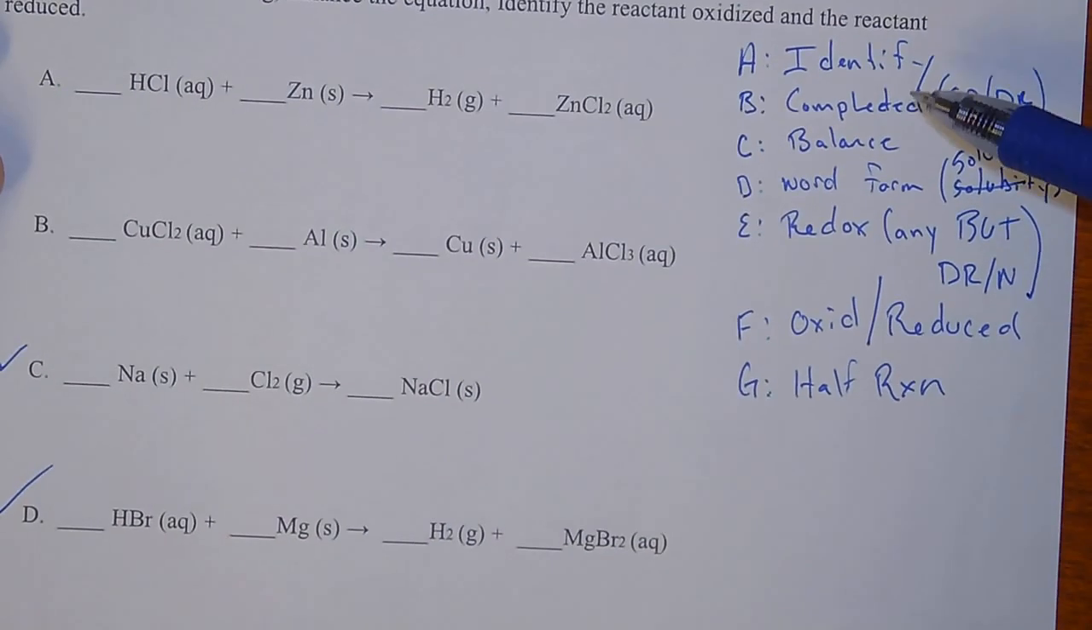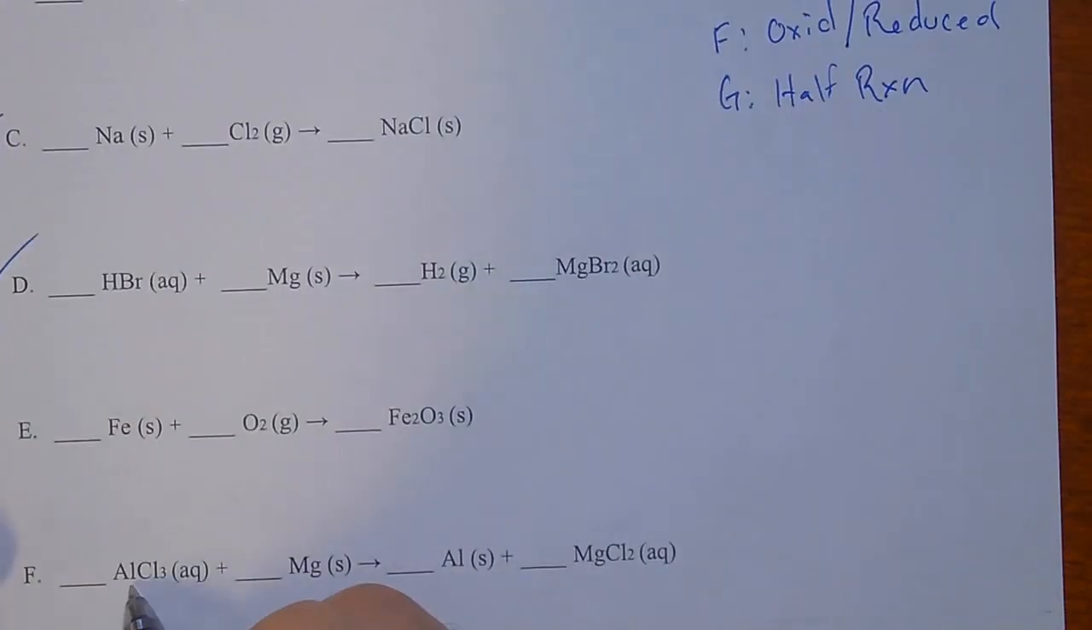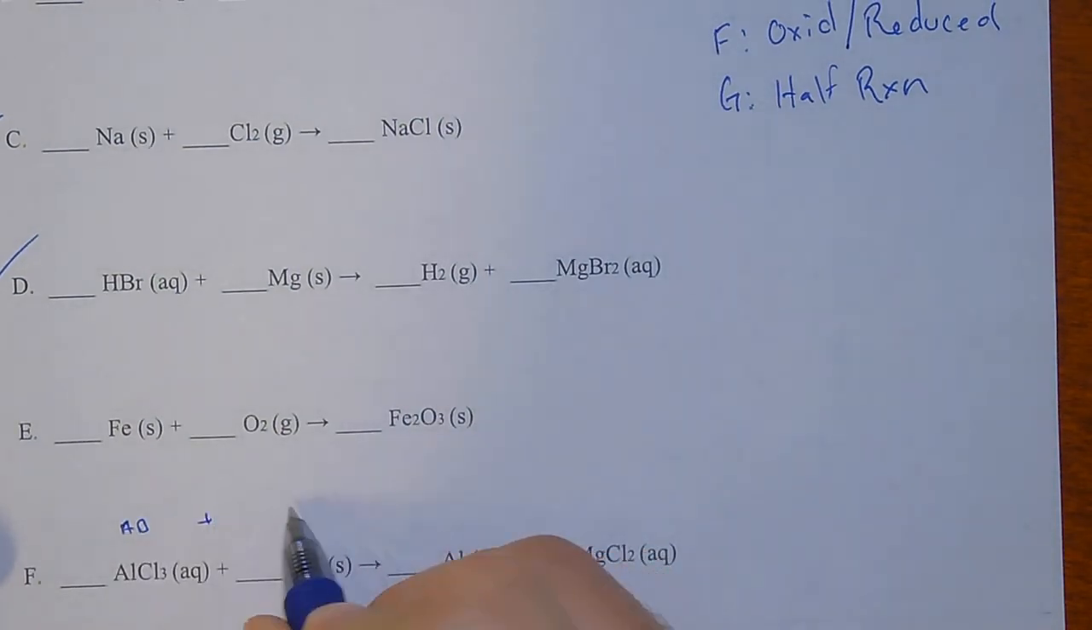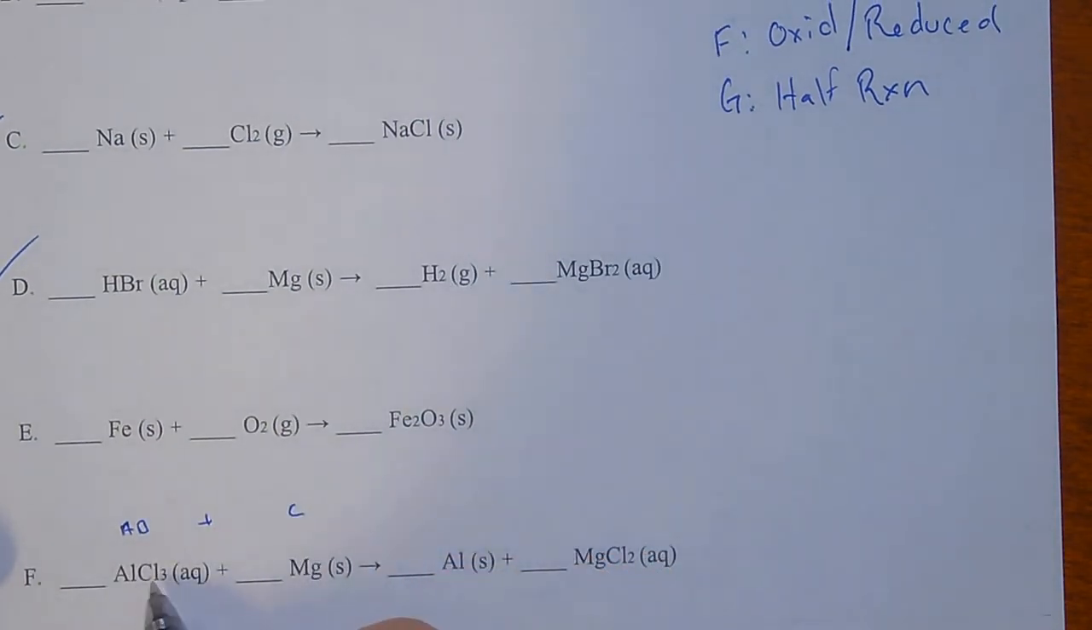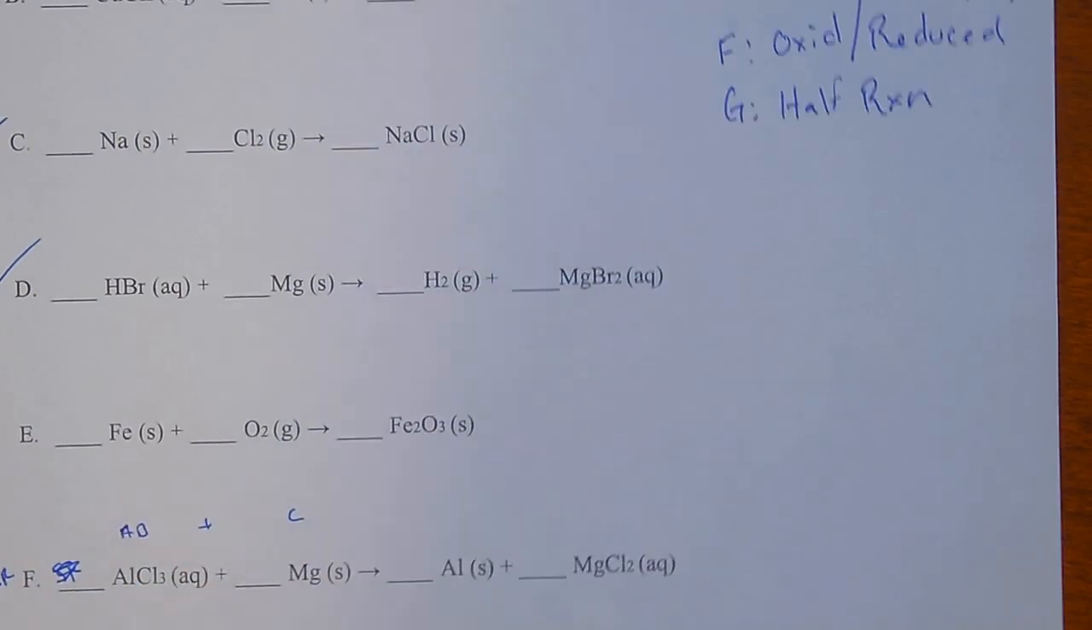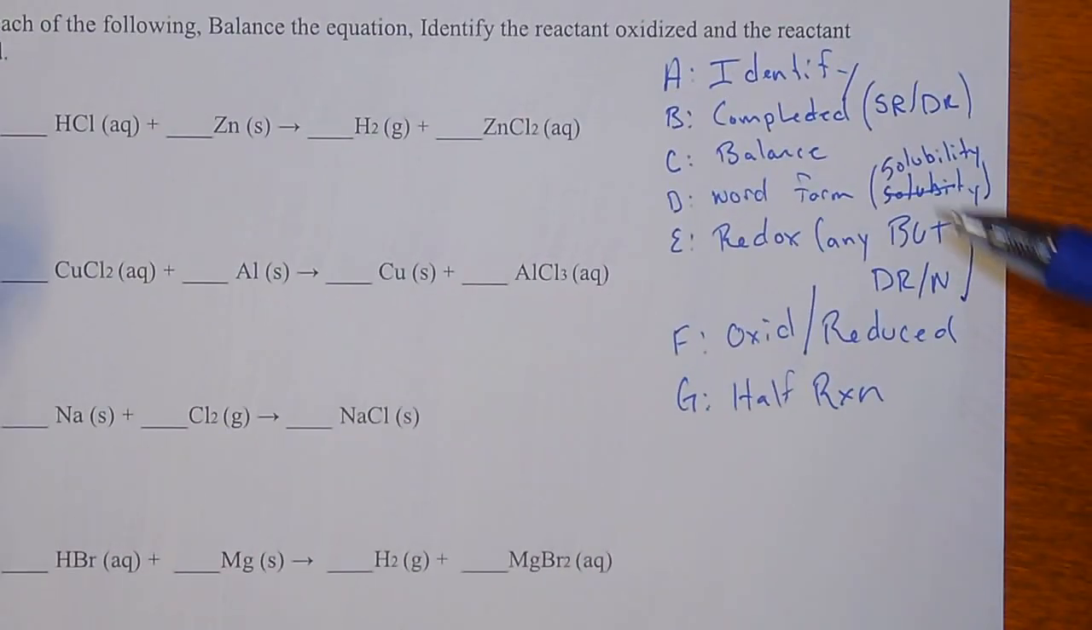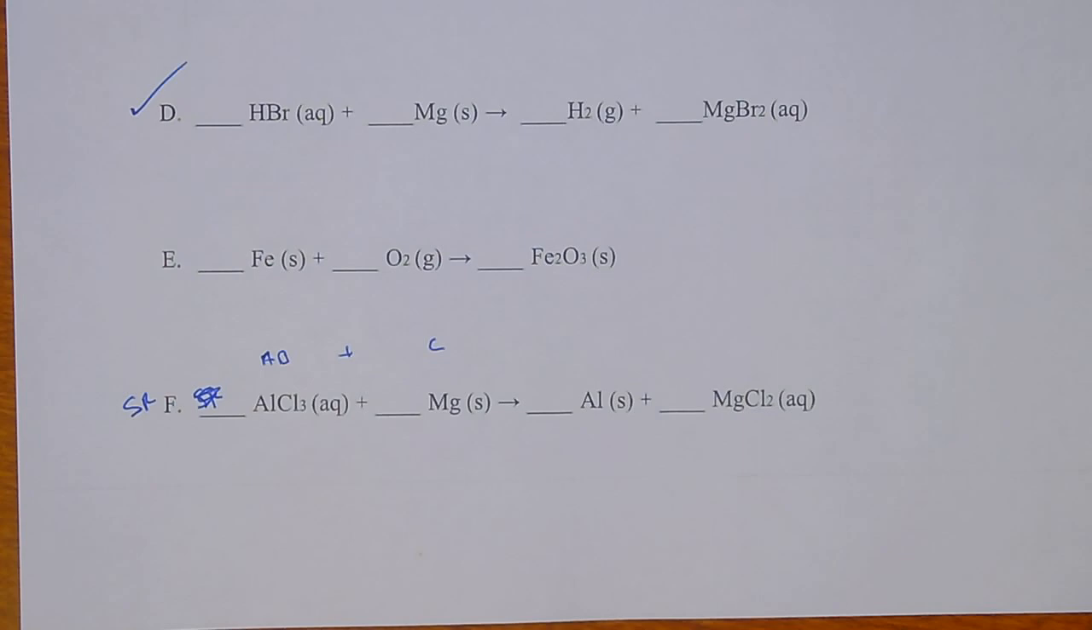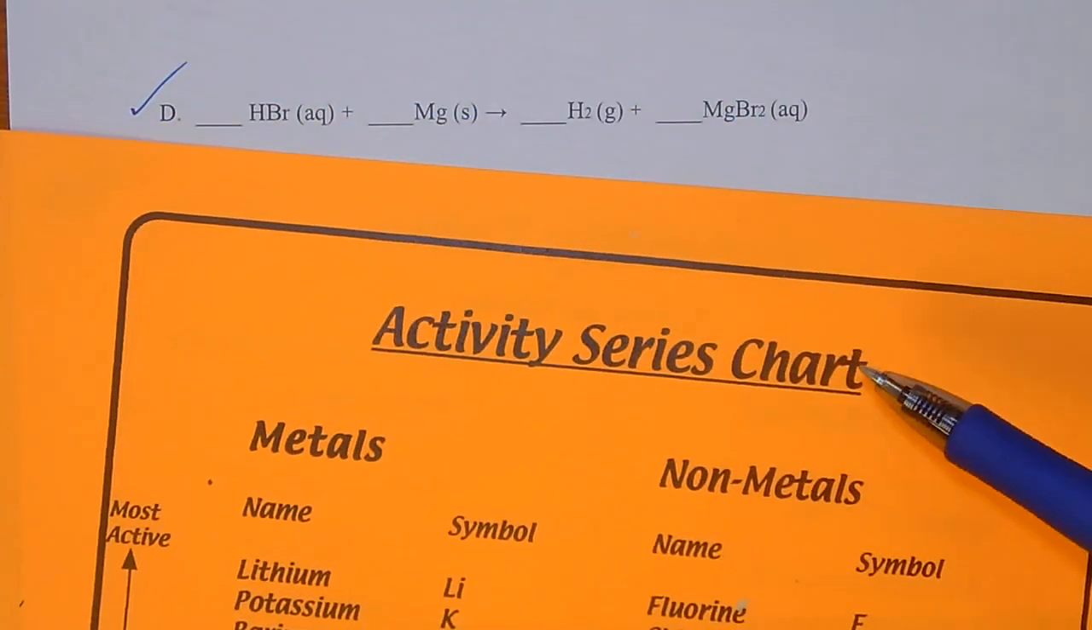So we start off with identify. Well, I have an AB plus a C. A compound plus an element, that's going to be single replacement. Right? And let me put single replacement out here. Because it's single replacement, I need to see if it goes to completion. Right? And so I need to go over here, because it's single replacement, I need to be using my activity series.